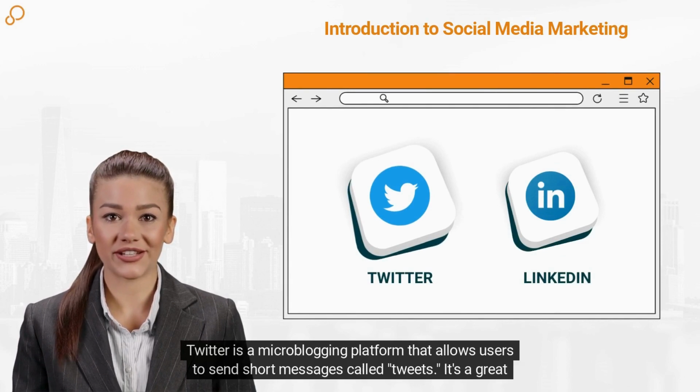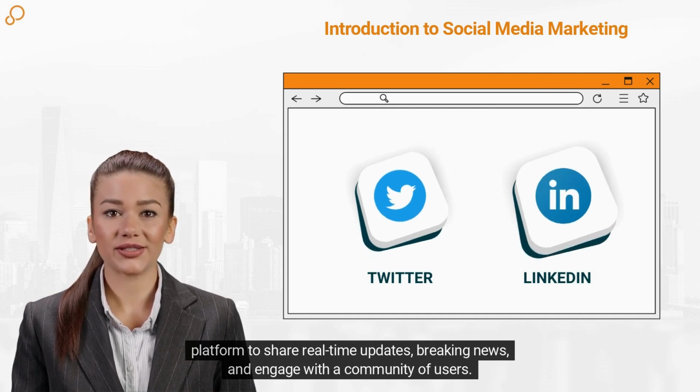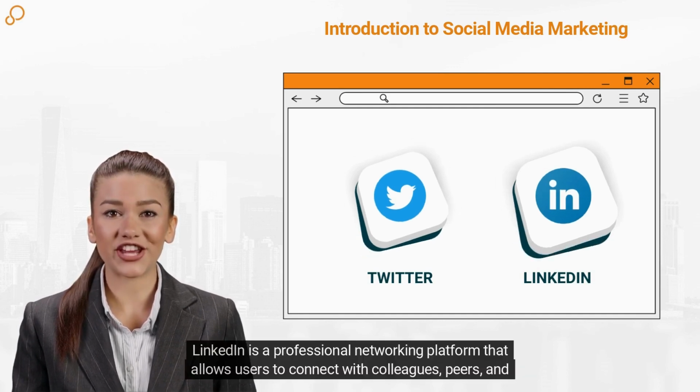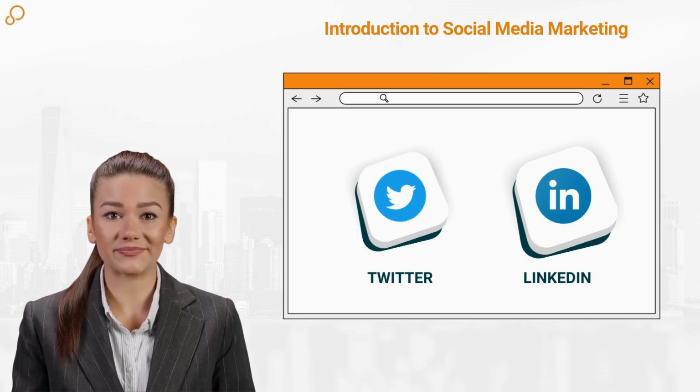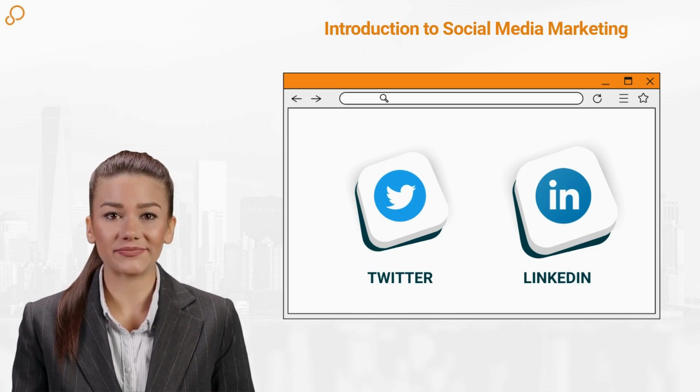Twitter is a microblogging platform that allows users to send short messages called tweets. It's a great platform to share real-time updates, breaking news, and engage with a community of users. LinkedIn is a professional networking platform that allows users to connect with colleagues, peers, and potential employers. It's a great platform to showcase professional accomplishments, establish thought leadership, and build relationships with industry leaders.